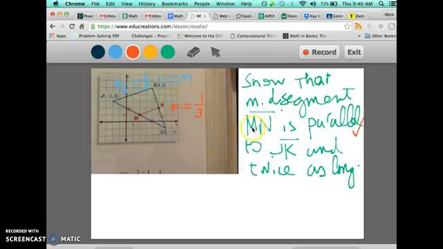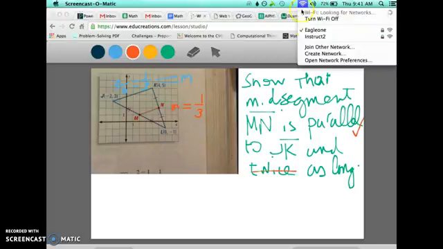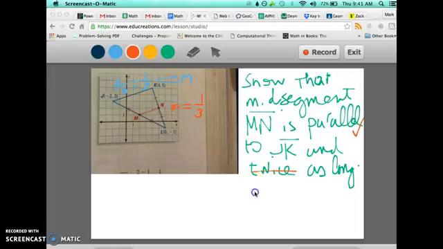But now we have to show that midsegment MN is twice as long. Did I copy that down wrong? Half as long. Yep, I copied it down wrong. I beg your pardon. Cross this out, and I'm going to write half. So MN is half as long as JK.